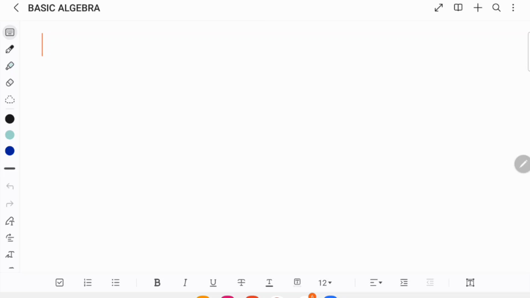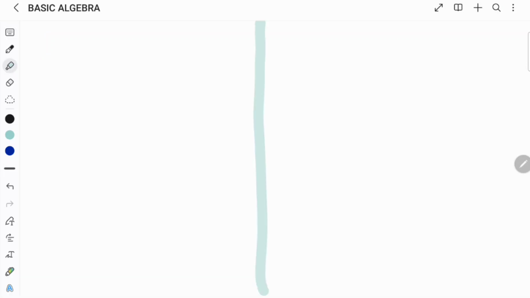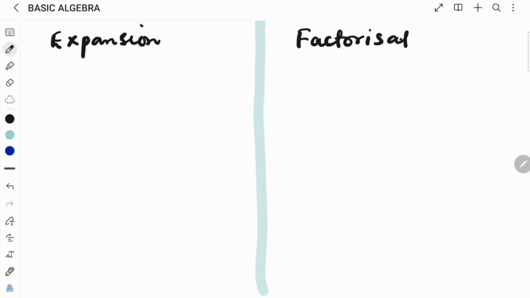First of all, I'm just giving you some examples, so you'll have to differentiate between expansion and factorization. Expansion means removing the brackets by multiplying. Okay, this is expansion. And factorization is the reverse of expansion, putting the expanded expressions into brackets. So in expansion, the brackets will be given in the questions.